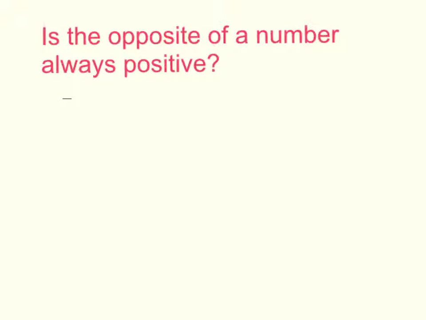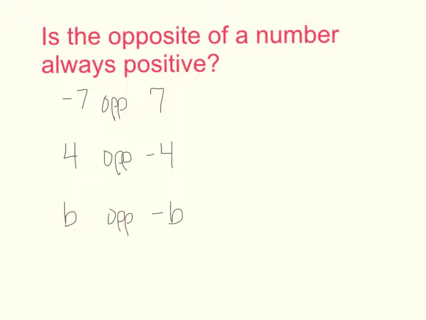Is the opposite of a number always positive? If we have -7, the opposite is 7, which looks like a true statement. But what if I had 4? What's the opposite of 4? That's -4. So the opposite is not always positive. If I have a B, the opposite of B is -B.